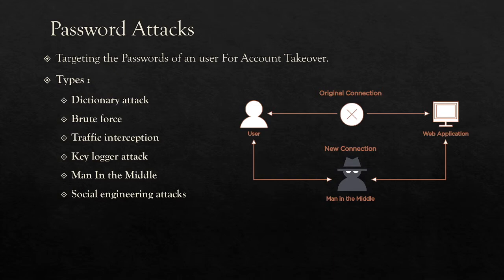And traffic interception: there are a lot of tools to intercept traffic. When you are accessing, for example, twitter.com, you obviously need to enter the username and password. During that, an attacker uses specific tools like Burp Suite or anything similar so that he could intercept the network traffic before it goes to twitter.com.